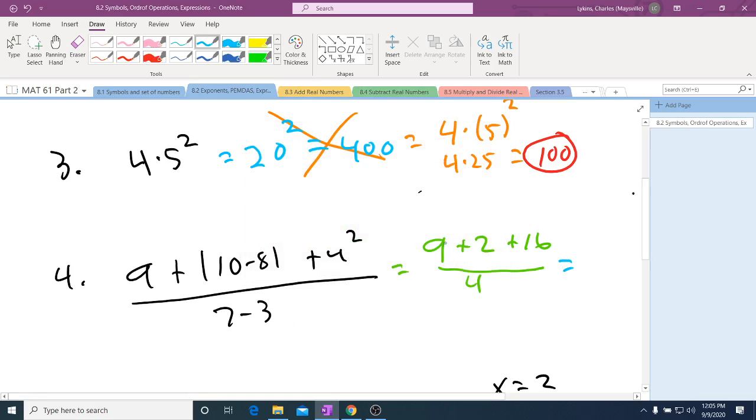Now what I'm going to do is say 9 plus 2, which is 11, plus 16 is 27 over 4. Now if it asks you to put it in a mixed number, 4 goes into 27 6 times, which gives us 3 remaining, and 4 is still our denominator.